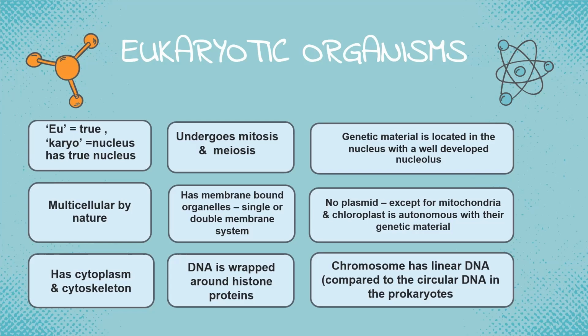This organism has membrane-bound organelles, either single or double membrane system. It has no plasmid, except that mitochondria and chloroplast are autonomous with their own genetic material. Eukaryotes have cytoplasm and cytoskeleton. The DNA is wrapped around histone proteins, and the chromosome has linear DNA compared to the circular DNA in the prokaryotes.